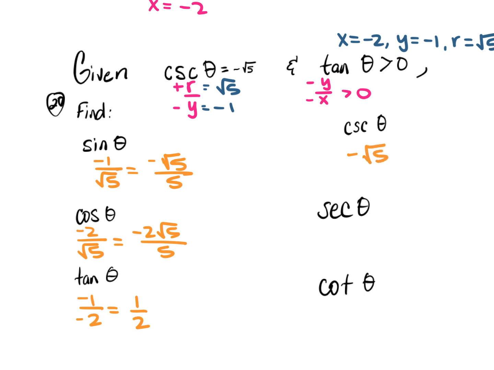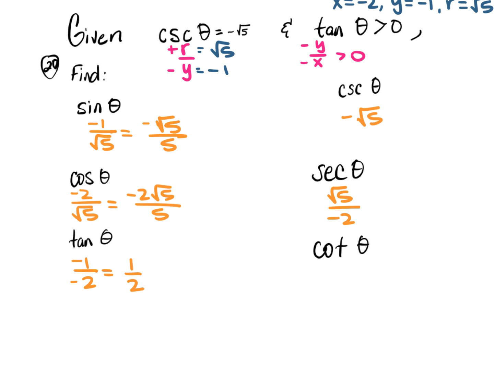Then secant theta, you're going to have r over x, so that's going to give you the square root of 5 over negative 2. You can leave it that way, or you can pull the negative up to the square root of 5. Doesn't matter. I would leave it that way because it's already done. And then for your cotangent, you'd have negative 2 over negative 1, which just simplifies to positive 2.